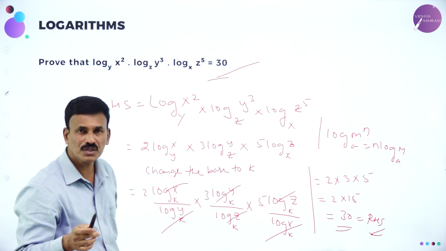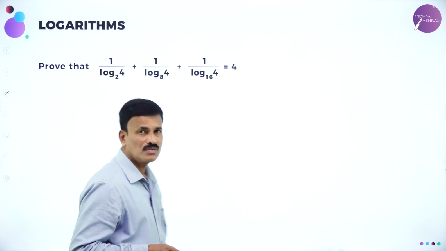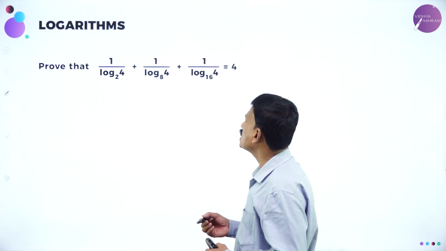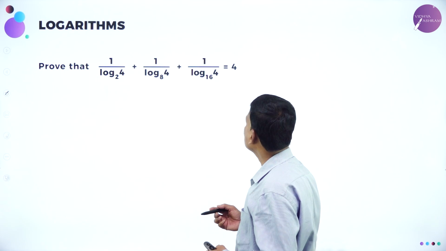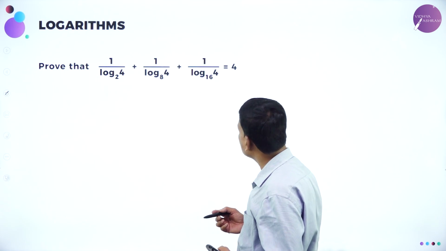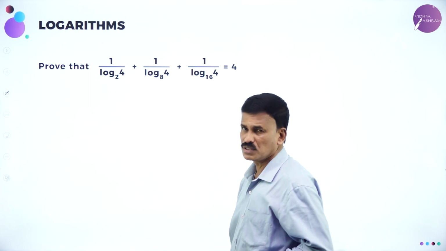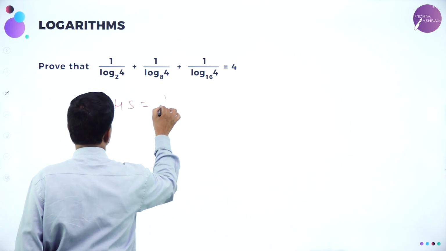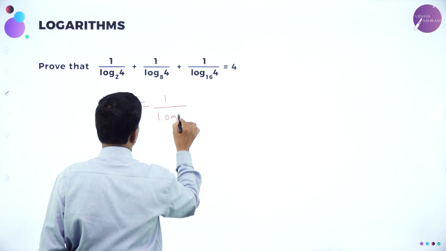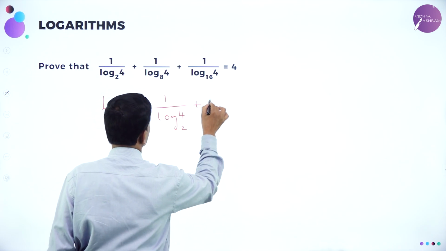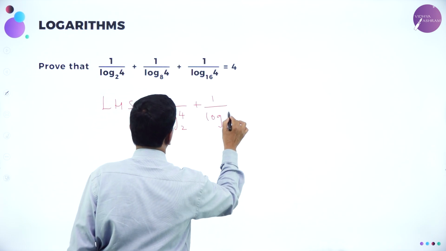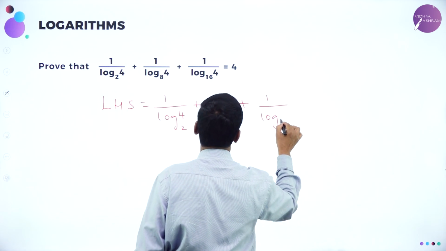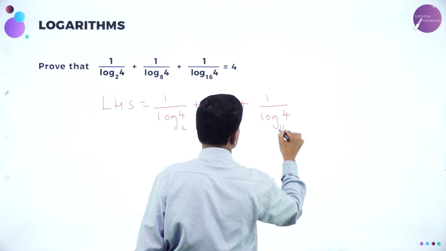Hope you followed. Okay, now let us come to the next problem. What is the next problem? Prove that 1 over log 4 to base 2 plus 1 over log 4 to base 8 plus 1 over log 4 to base 16 is equal to 4. Now let us take LHS. This is also a very important problem. LHS: 1 over logarithm of 4 to base 2 plus 1 over logarithm of 4 to base 8 plus 1 over logarithm of 4 to base 16.